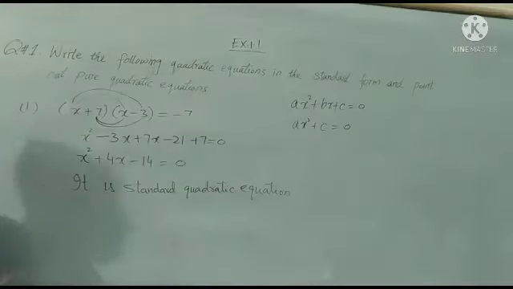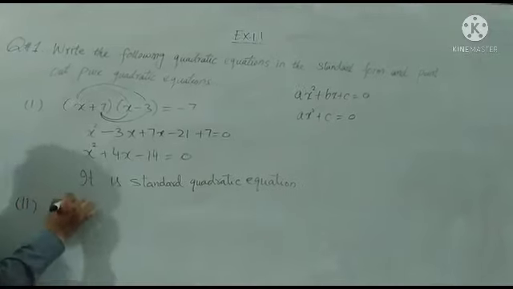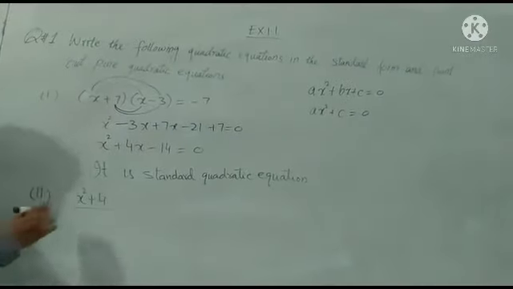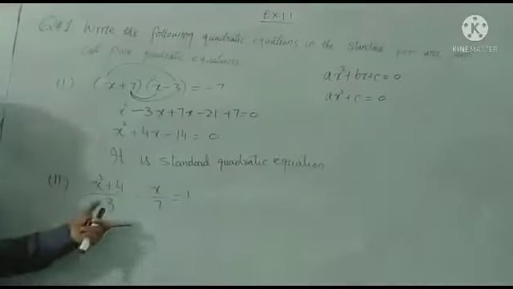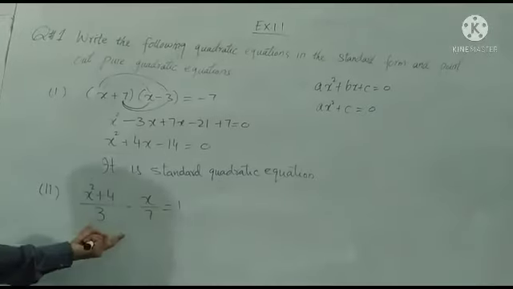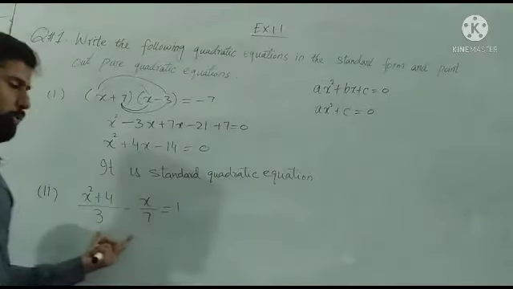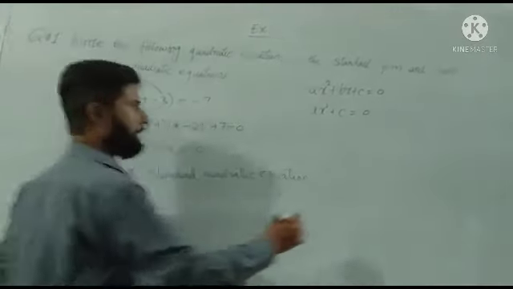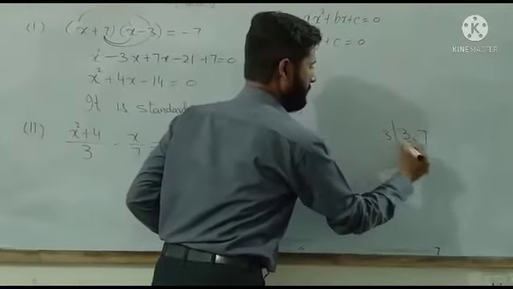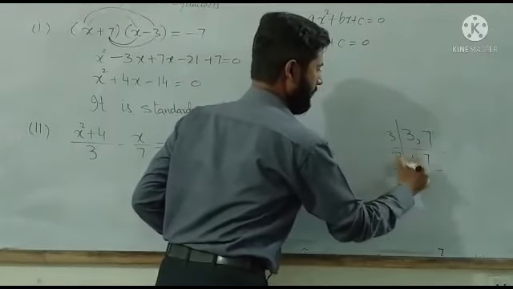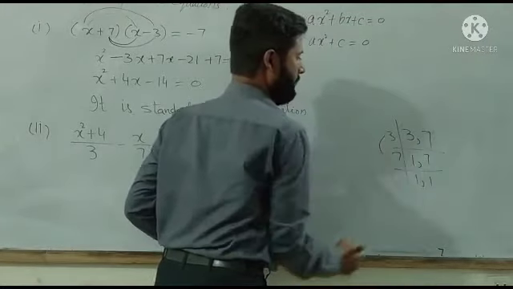It is your answer. Now in the second part, the question given is x squared plus 4 over 3 minus x over 7 is equal to 1. In these types of questions, first of all we have to take the LCM. So beta, see the LCM of 3 and 7: 3 ones are 3, 7 as it is, 7 ones are 7. So 3 sevens are 21.